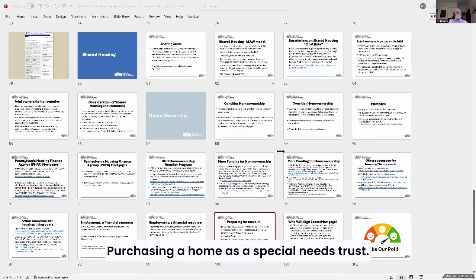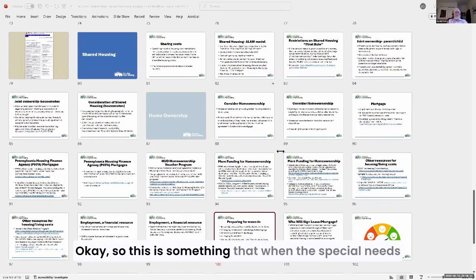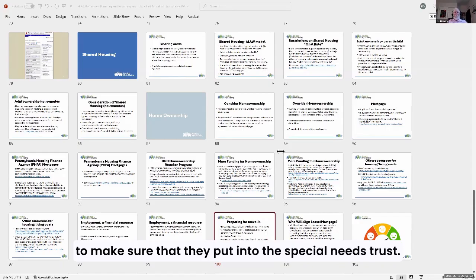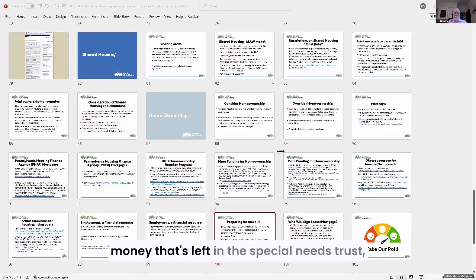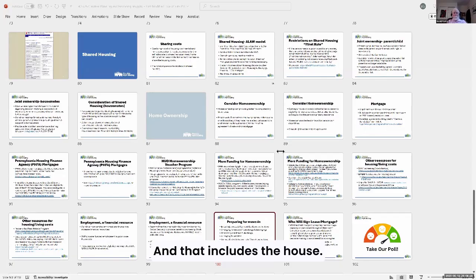Purchasing a home with a special needs trust, what happens to the home when the adult with disability dies? Okay, so this is something that when the special needs trust is drafted, the attorney who drafts that needs to make sure that they put into the special needs trust what happens not just to the home, but any money that's left in the special needs trust, what happens to that money. And there are certain provisions in law in order to make it a special needs trust as to how that money needs to be dispersed upon the death of the beneficiary of the trust, and that includes the house. But that's something that needs to be worked with the attorney who writes the trust.